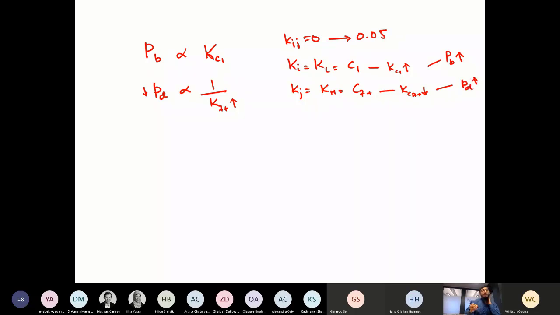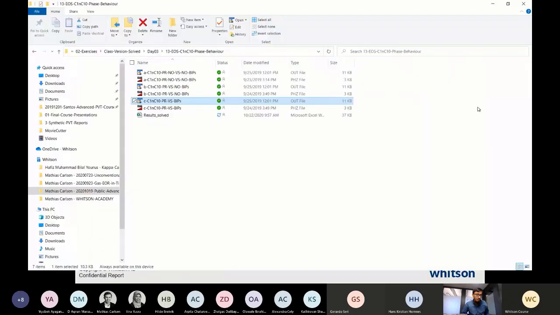So all the saturation pressures will move in the same direction when we move the interaction in one direction. If we move the binary interaction parameter to some value less than 0, then the bubble points are all gonna decrease, and the dew points are all gonna decrease. Okay, so this was all from this session here.